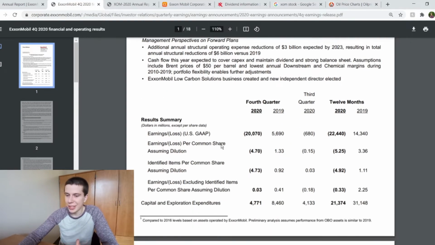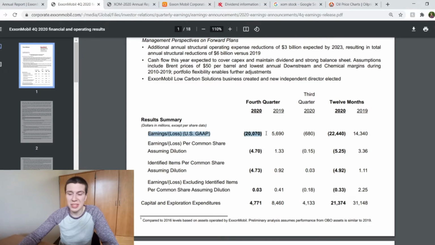And this is just kind of a tabularized version of some of that data. So the earnings or loss, that is, was about $20 billion, which is about $4.70 per share. And for the full year, they had just a slightly bigger loss of $22 billion, which is $5.25 per share.